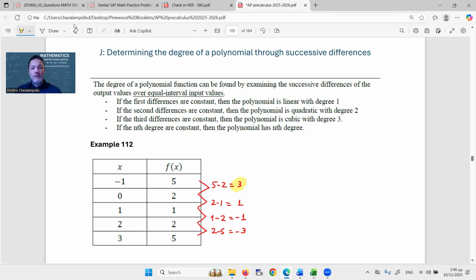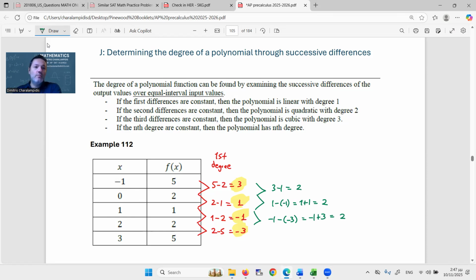These numbers, are they the same? No, they are not. In case they were, we would have said that this is a polynomial of first degree. Since they are not, I will keep up with the next differences. Let me change a color. These two, 3 minus 1 is 2. 1 minus -1 is 1 plus 1, it's 2 again. -1 minus -3 is the same as -1 plus 3, which is 2.